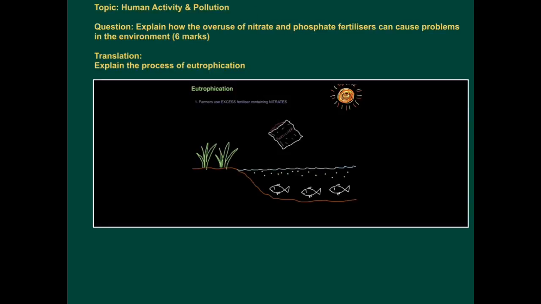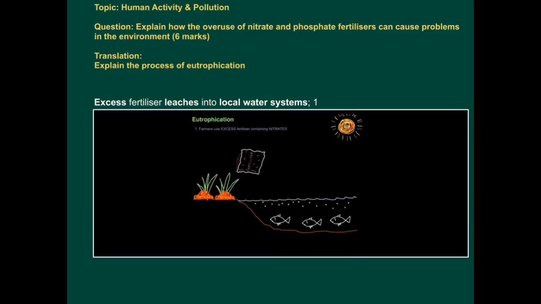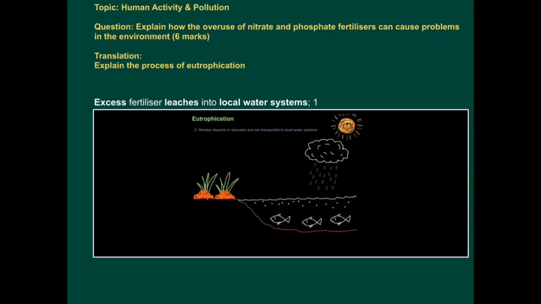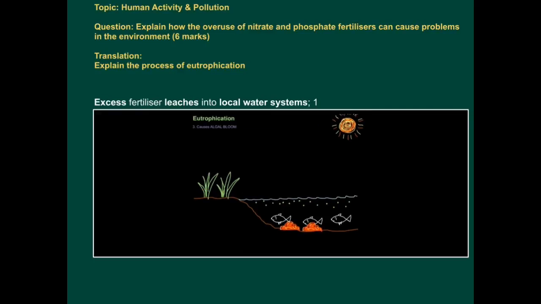Sometimes they'll just say nitrate, sometimes they may just say phosphate, sometimes they may just say fertilizers. The answer is the same no matter what they say. So it starts off when farmers use excess fertilizer on their crops, and that fertilizer will wash into local water systems. It dissolves in the rain and washes into local water systems.